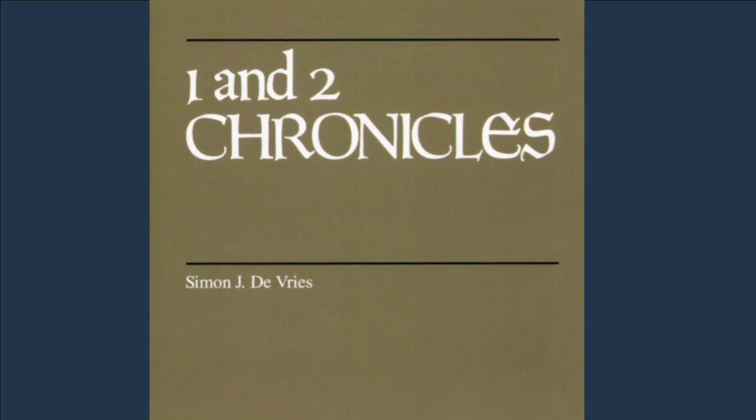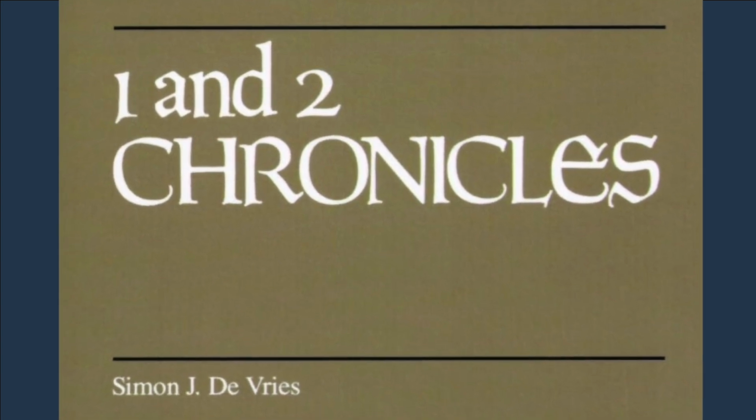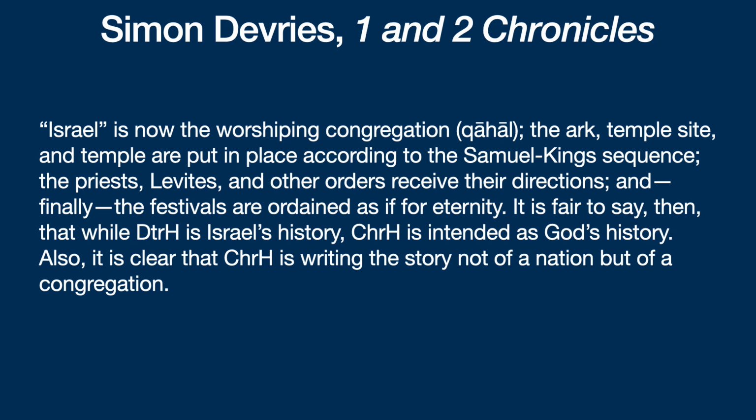But what was the purpose of this retelling? I think Simon de Vries summarizes the differences quite well in saying, "Israel is now the worshipping congregation, Kahal. The ark, temple site, and temple are put in place according to the Samuel-Kings sequence. The priests, Levites, and other orders receive their directions, and, finally, the festivals are ordained as if for eternity." It is fair to say, then, that while the Deuteronomistic history is Israel's history, Chronicles is intended as God's history.